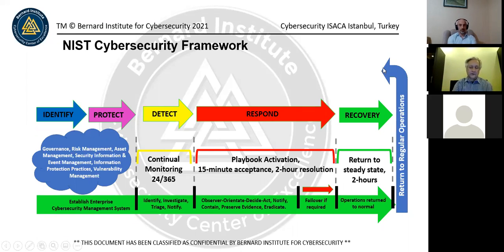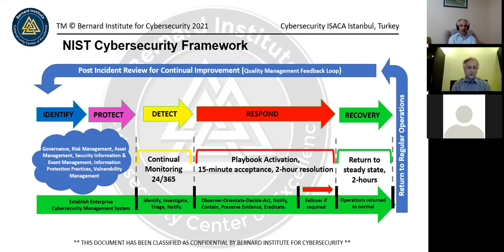And then once the recovery is done, you want to do some kind of feedback. So you want to do a post-incident review for continual improvement to harden the systems. This is a quality management feedback loop that we talked about in a couple of places within the NIST cybersecurity framework.